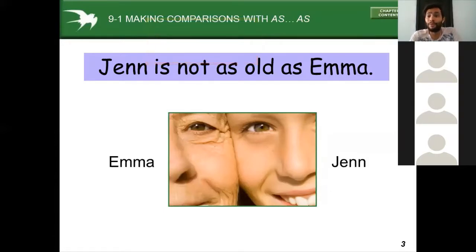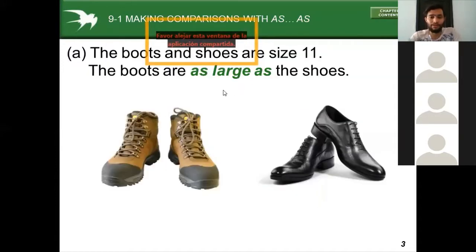Good. This is a different way of making comparisons. We are comparing two things, but we are using a different structure, as, right? You already know this, but let's continue working on it. So we have two here. Take a look. We have a pair of boots, and we have a pair of shoes. So the boots and shoes are size 11. The boots are as large as the shoes.